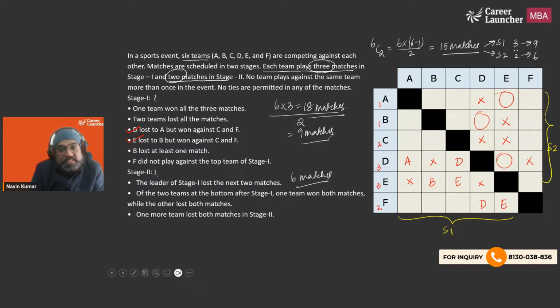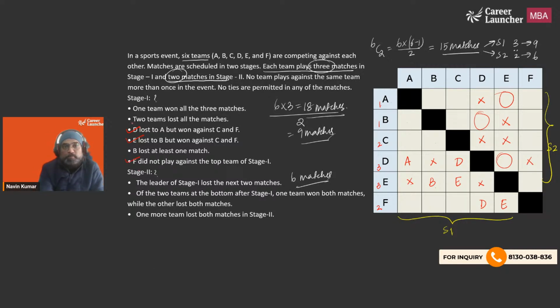Next, can C be that team which wins all the 3 matches? No, C has already lost 2 of the matches. It can't win all the 3. Can D be that team? No, D has already lost a match. It cannot be. Can E be that team? No. Can F be that team? No. So it turns out that A is the team which wins all the 3 matches and is the top team of stage 1, because no other team wins all the 3 matches.